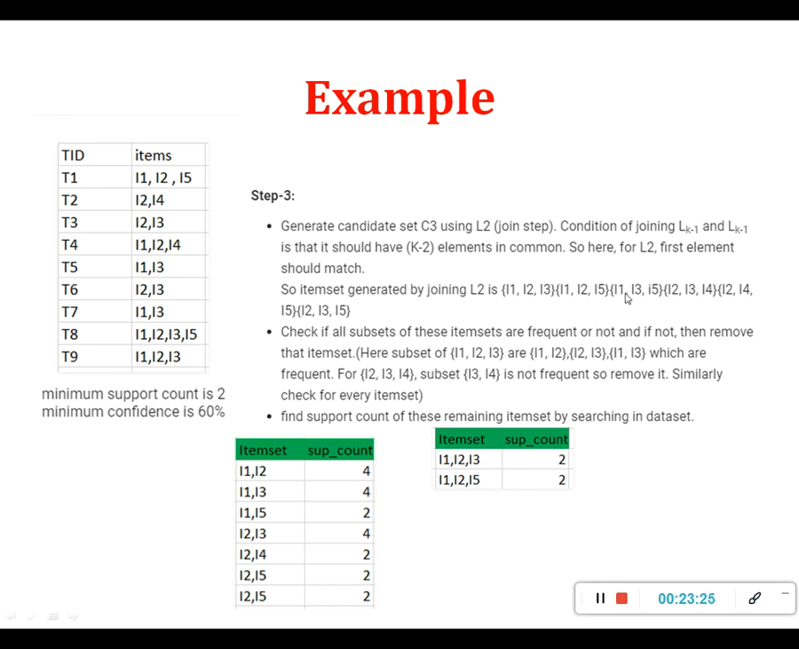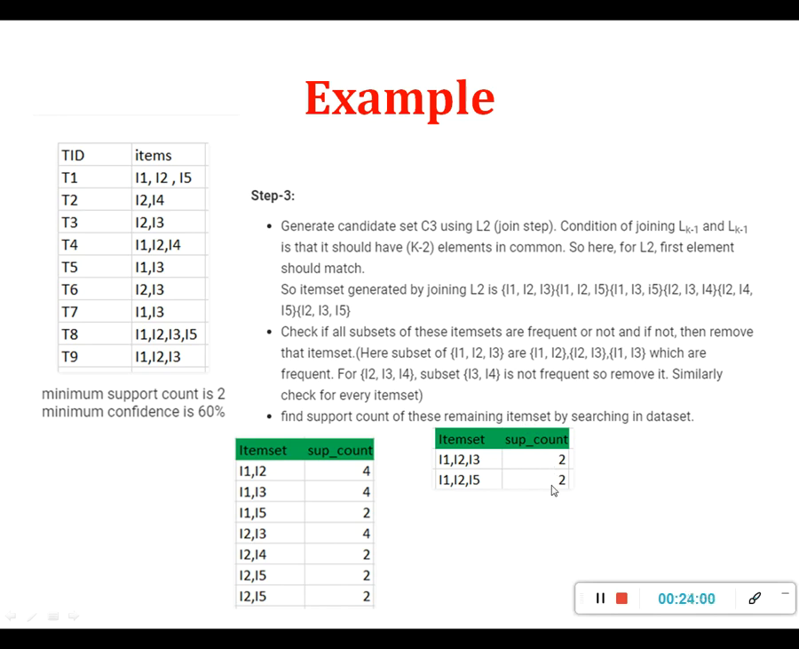Next, suppose we are checking for I1, I2, I5 and I2, I3, I5. What are the subsets? I1, I2 is present. I2, I5 is present. Then I1, I5 is present. As they are all present, we can say that all three subsets are frequent, and therefore I2, I3, I5 is also included in this candidate set.